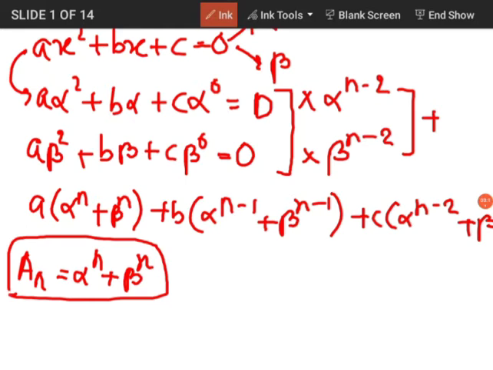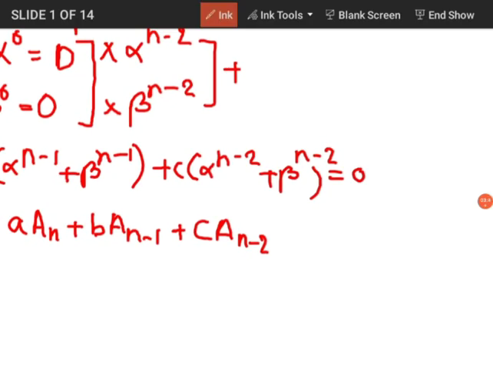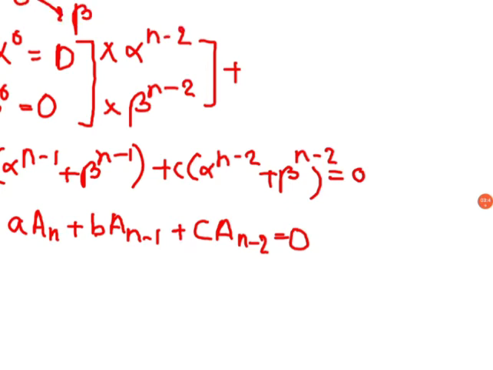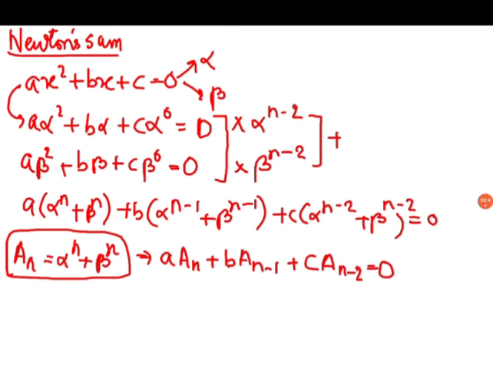Defined An like this. So finally we can write this whole equation as a multiplied by An plus b multiplied by An minus 1. We can replace n with any number. So now a multiplied by An plus b multiplied by An minus 1 plus c multiplied by An minus 2 is equals to 0. Very simple, right?